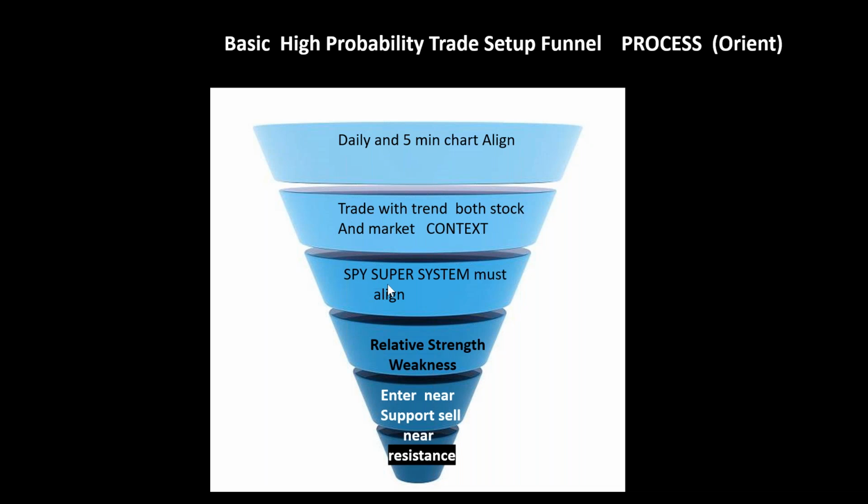Those indicators have to agree with the direction that you're trading. Then you look for stocks with relative strength, with all these other things meeting those criteria. You look for the relative strength and relative weakness, and then you look to enter near support and sell near resistance. That's the whole method that's going to help you become a consistently profitable trader.